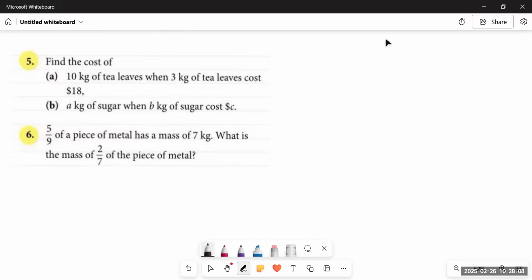This is exercise 7A of book 2, Think New Syllabus Mathematics. We have already completed questions 1 to 4 of direct and indirect proportion questions. So let's start with question number 5.